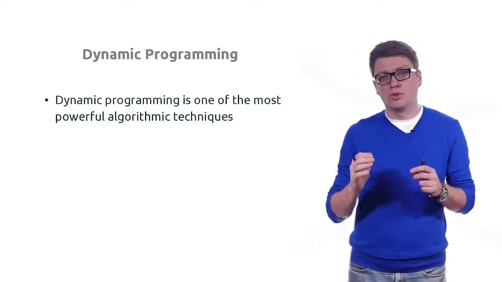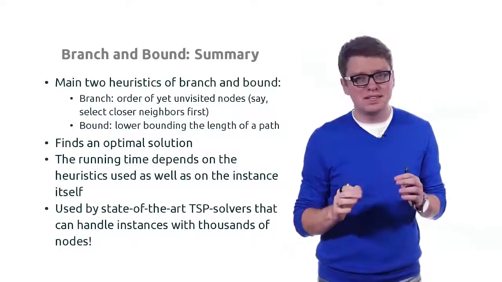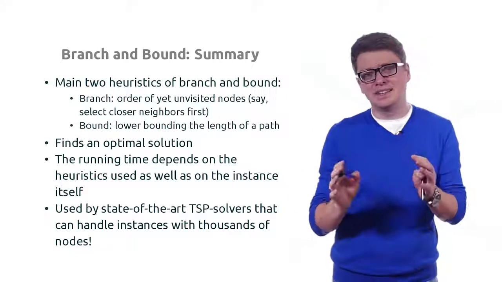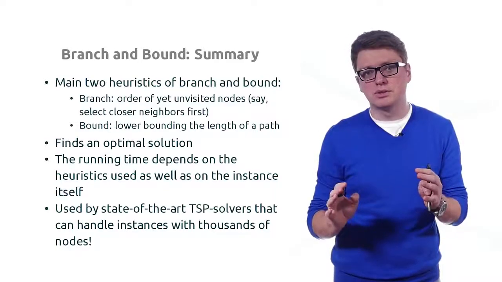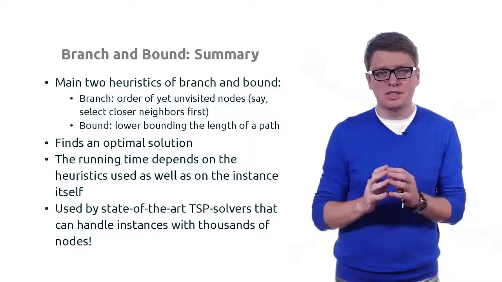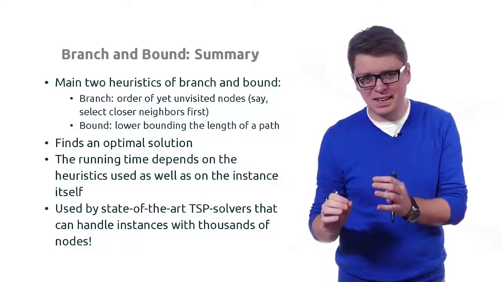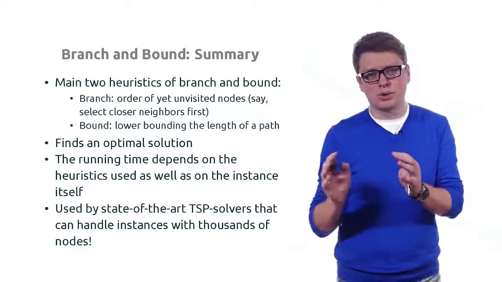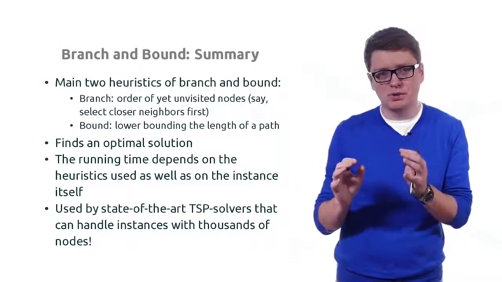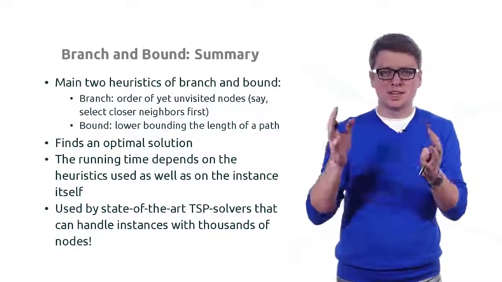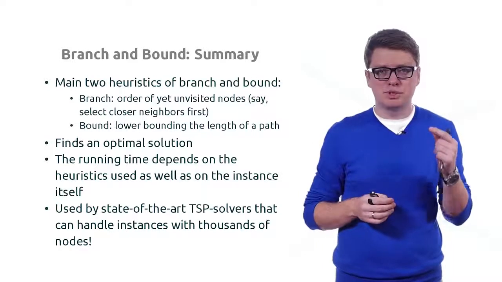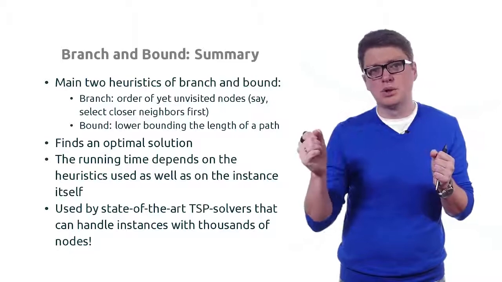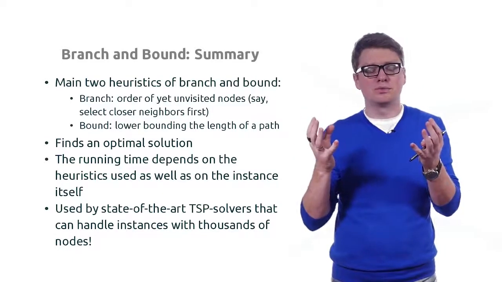The running time of this idea actually depends on the instance itself and the two heuristics used. So the smarter the heuristics are, the better the running time usually is. At the same time, if the heuristic of lower bounding, for example, is too slow, this can be a trade-off. Sometimes the heuristic gives a good lower bound, but it is too slow. So there is some trade-off.